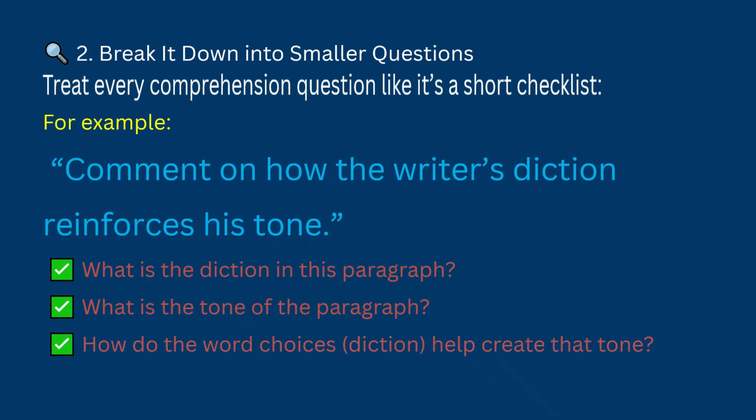Now, the last part is something that most learners leave out of their answer, and that is the reason why the answer seems underdeveloped. You have to be able to explain how the word choices or diction help to create that tone that is quite obvious in the paragraph or in the sentence.